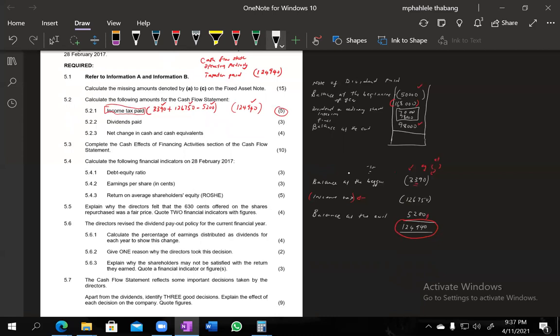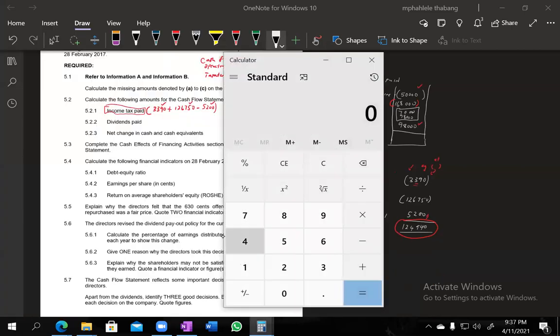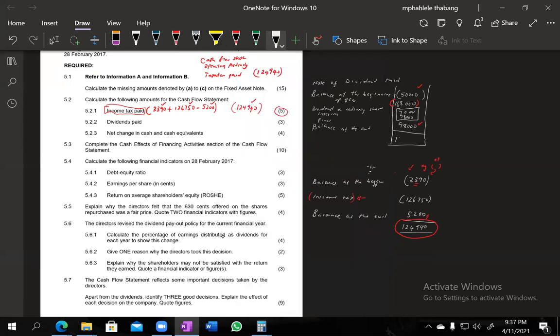What you do, you say minus 50,000 minus 168,000 plus 98,000. Minus 50,000 minus 168,000 plus 98,000 will give us the dividend paid. Minus 50,000, minus 168,000, plus 98,000. It's minus 120,000. The figure is 120,000, our dividend paid.